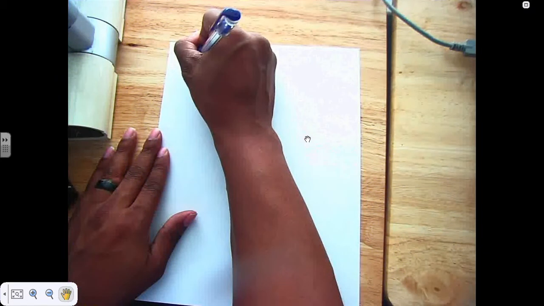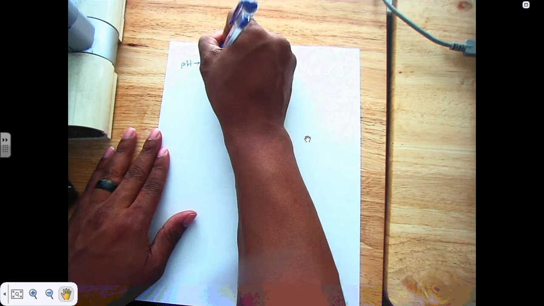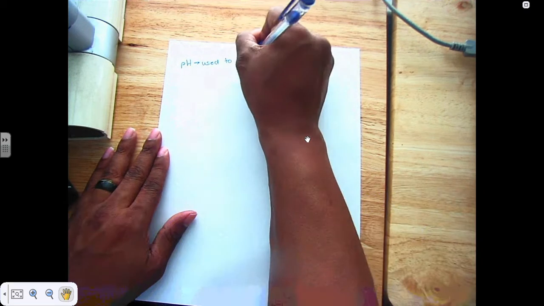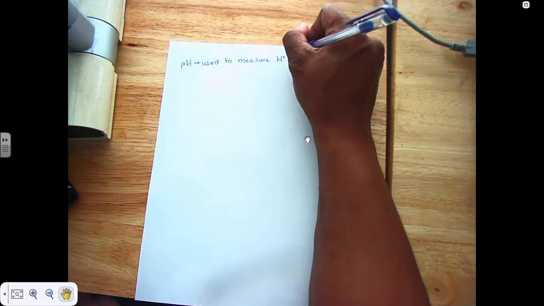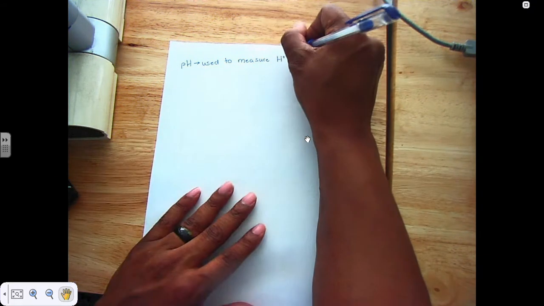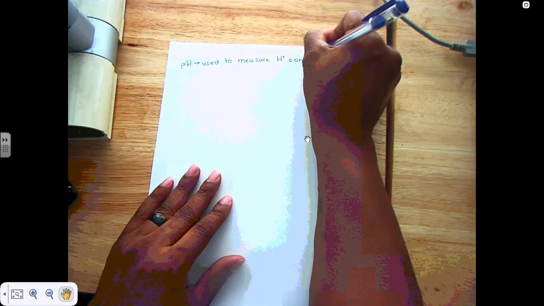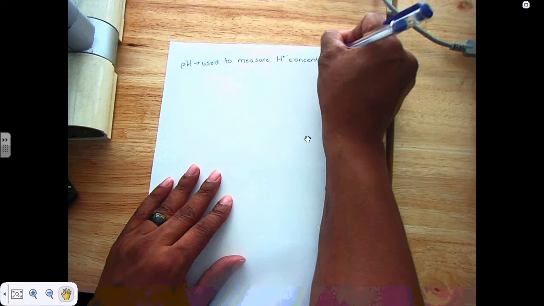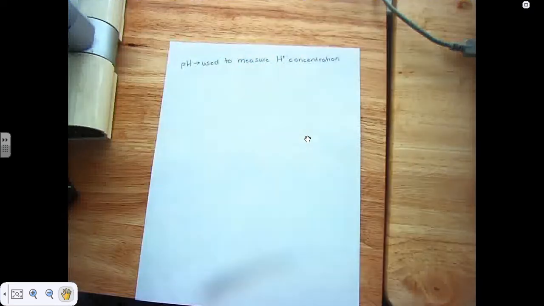And pH is used to measure H protons, or hydronium ions, if you will, hydrogen ion concentration. And so if something has a large concentration of these little ions, it's going to be indicative of a pH value that'll read that out.